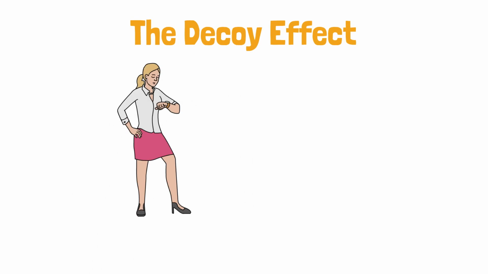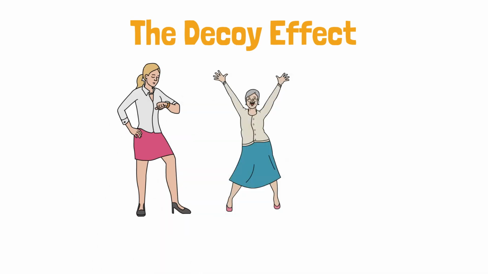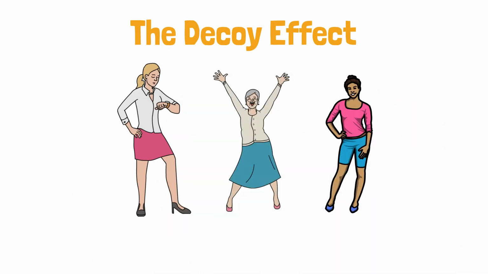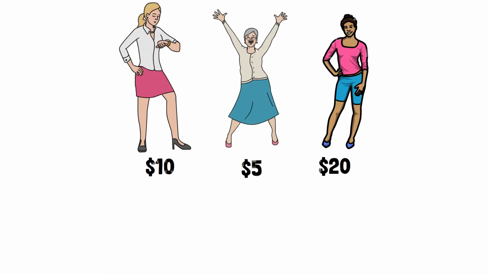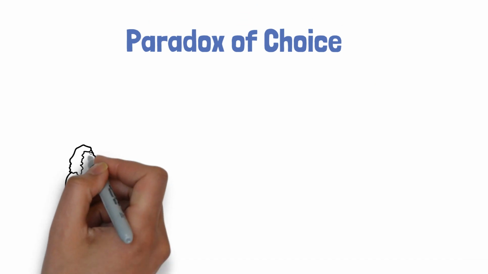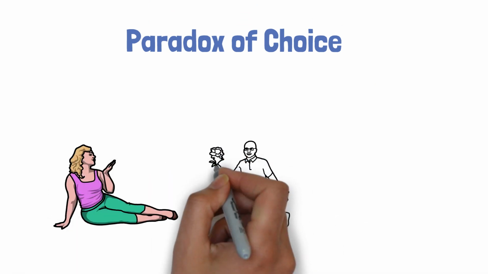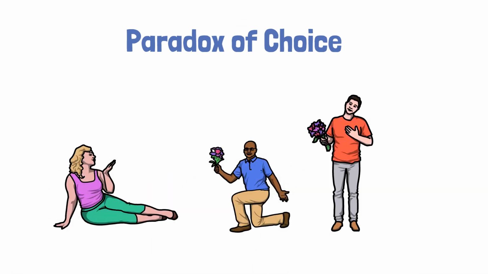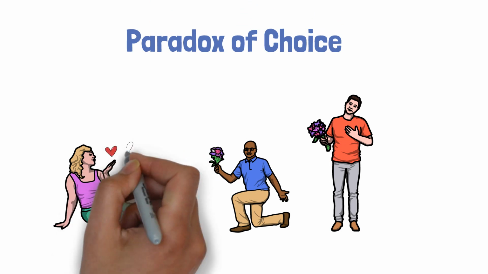The decoy effect. The decoy effect is when introducing a less attractive option changes your preference between two others. Evaluating each option individually helps make more informed choices. The paradox of choice. The paradox of choice is when having too many options makes it harder to make a decision. Limiting options can simplify decision-making processes.